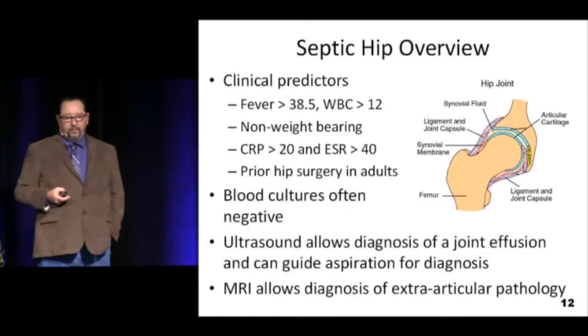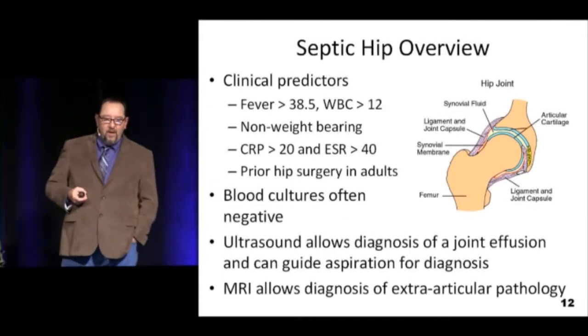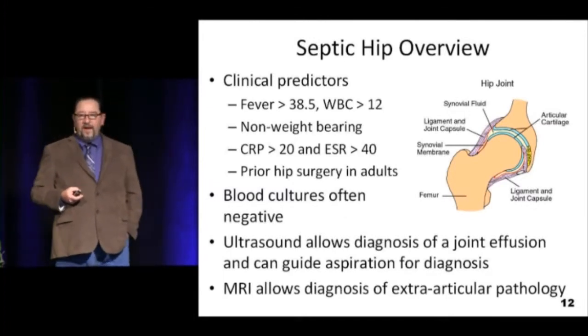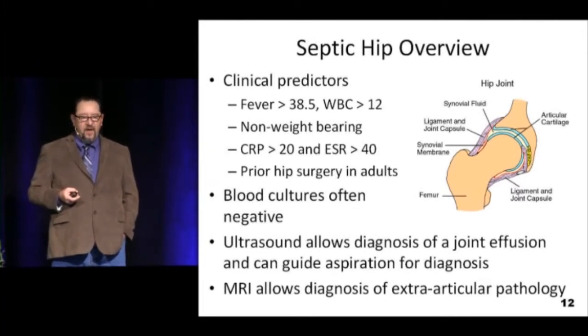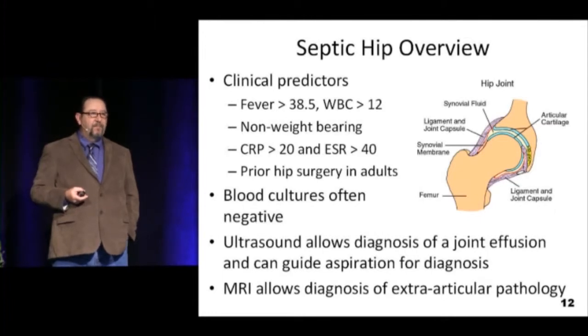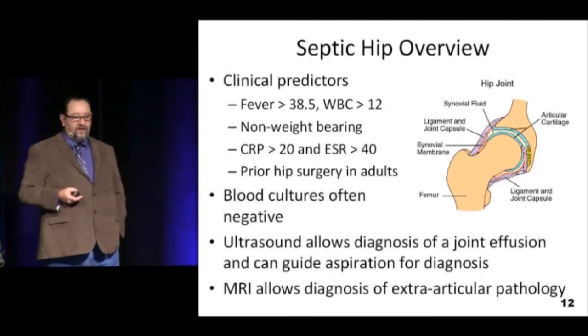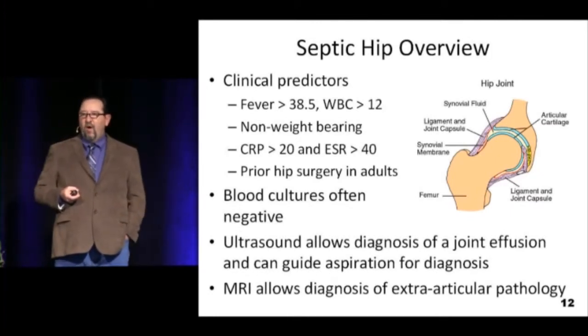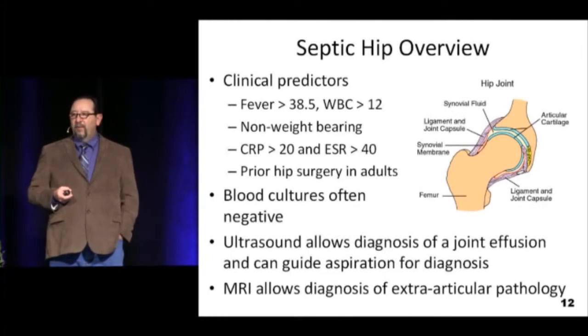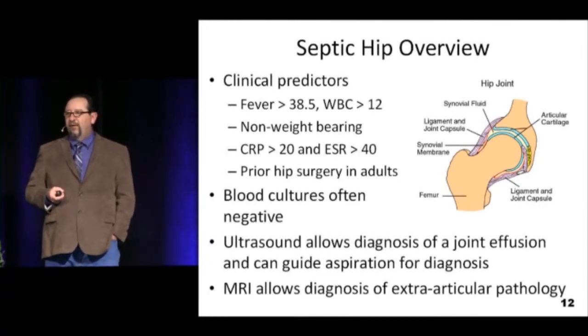So those are those. Now we go to septic hip. Clinical predictors, fever and white count. As you'd expect, this is a pretty substantial infection. The child usually will not bear weight, so they've gone from limping to I won't bear weight on it. SED rates and ESRs are up. And a negative SED rate and a negative ESR almost rules this disease out. The problem is that the positives don't tell you that it's a septic hip.